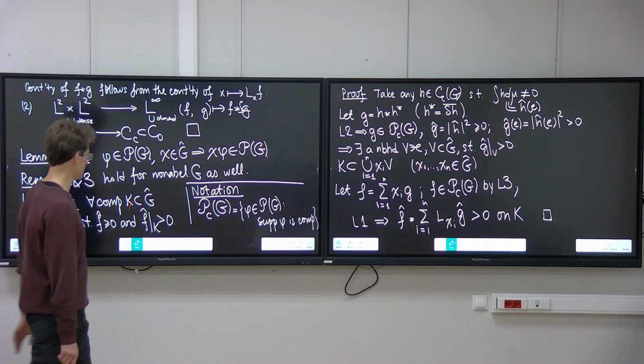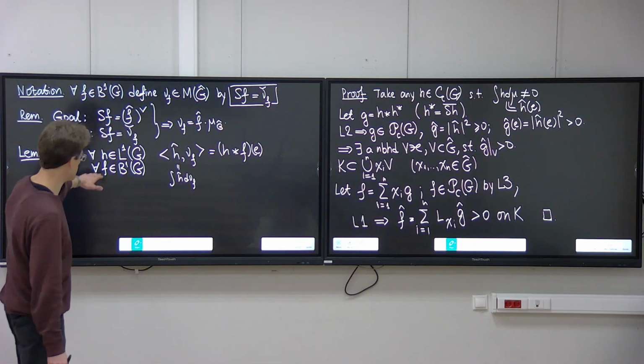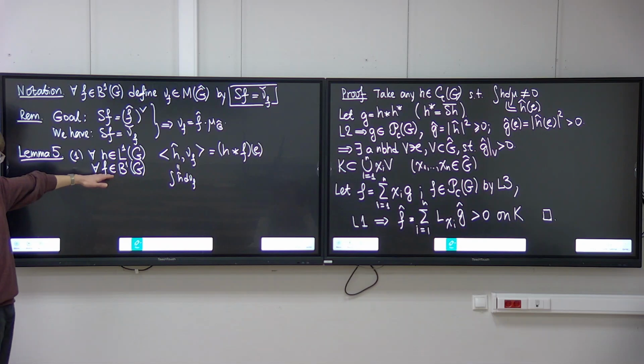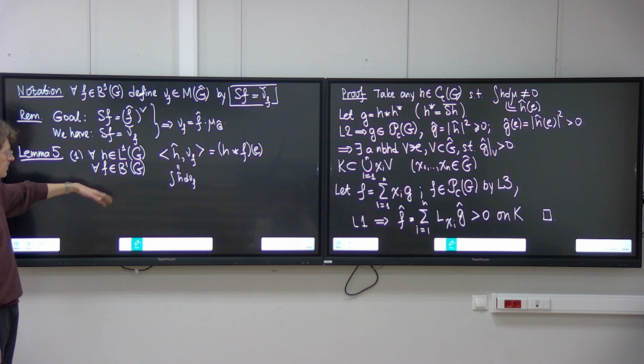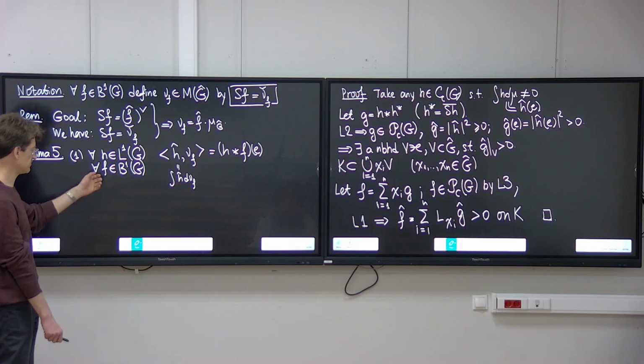So far we haven't used the lemma from before. It will be useful later, but here f is an arbitrary function in B1, not necessarily in L1, sorry. It is not necessarily positive definite. It's in B1, so it can be expressed as a combination of four positive definite functions, but it is not necessarily positive definite itself.